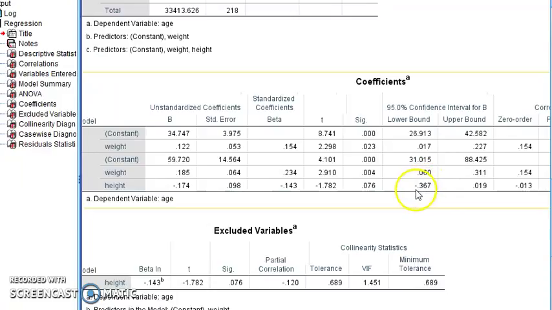You can see that the lower bound is negative 0.367 and the upper bound is 0.019. Now, when confidence intervals contain 0, it suggests that the value of B might be 0. It's obviously positive or negative, but it also could be 0, which means height as an independent variable could have absolutely nothing to do with predicting age. All right, so that's also found on page 308 in your textbook. So we always want to be cautious when we see confidence intervals that contain the value of 0.